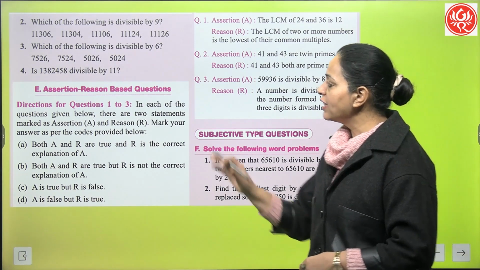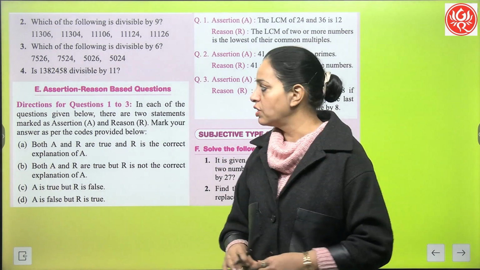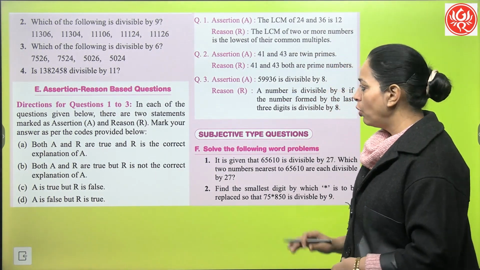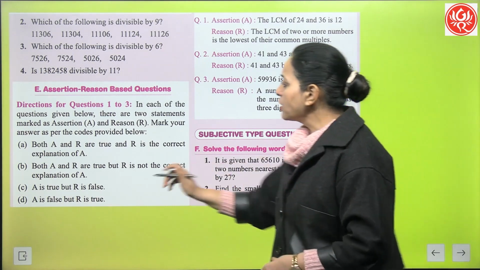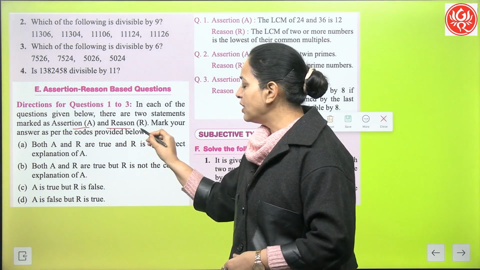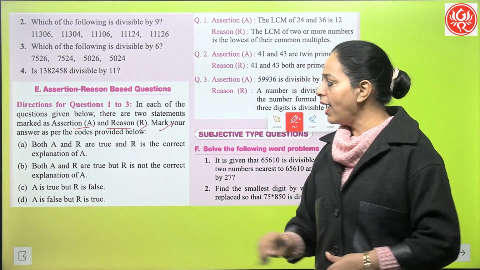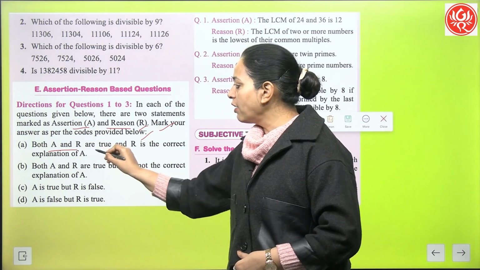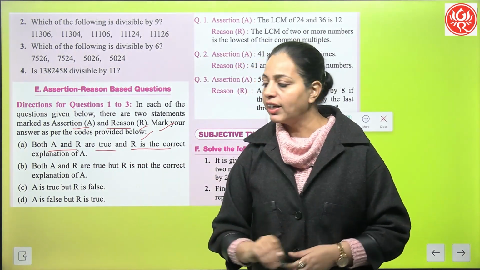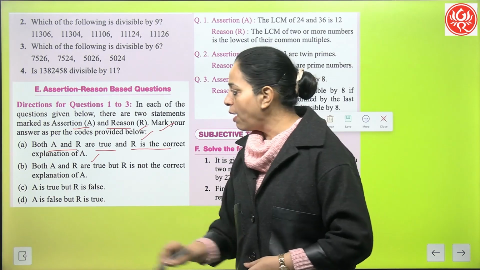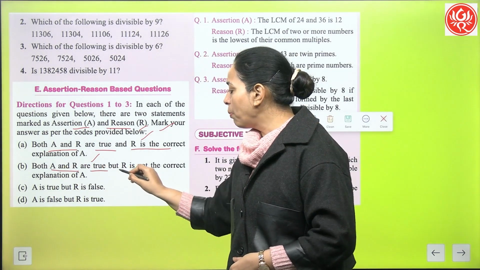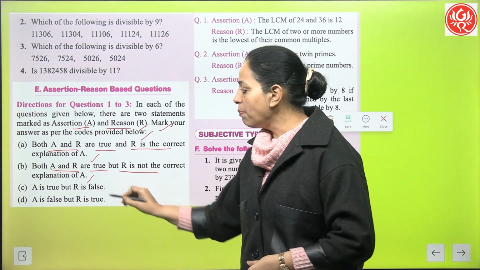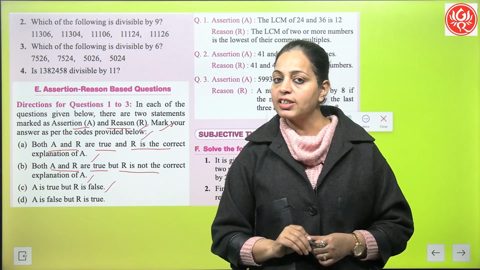Now the next are assertion-reason based questions. Directions for questions 1 to 3: in each of the questions given below, there are two statements, the first marked as assertion A and the second as reason R. Mark your answer as per the codes provided below. A part: both A and R are true and R is the correct explanation of A. B part: both A and R are true but R is not the correct explanation of A. And C part: A is true but R is false.